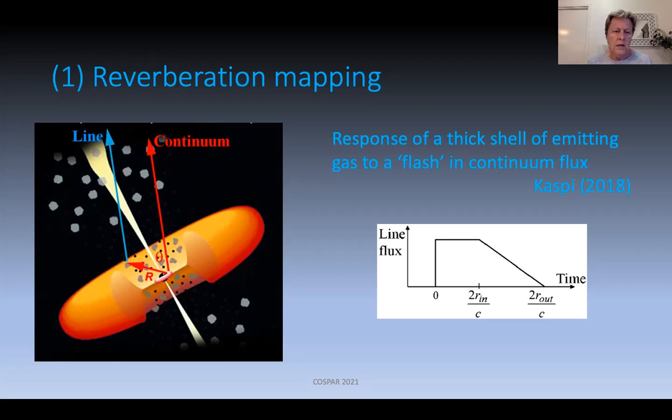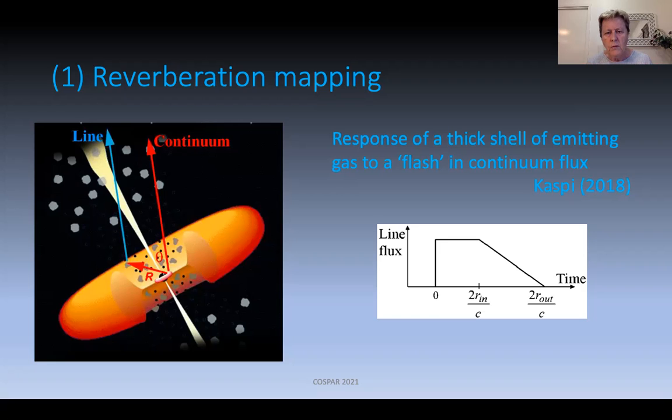And if we then correlate the line flux with the continuum flux, we can get a time delay which can be interpreted as a light travel time. This then gives the radius of the emitting region and allows us to map out the broad emission line region.